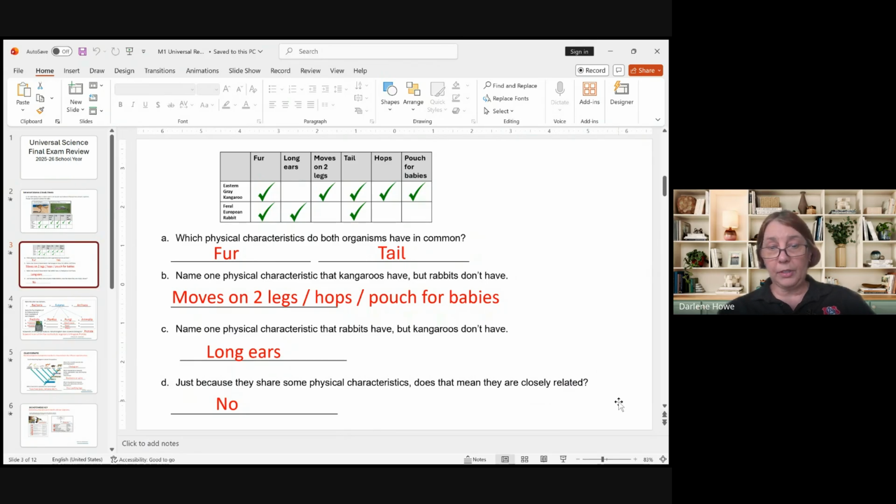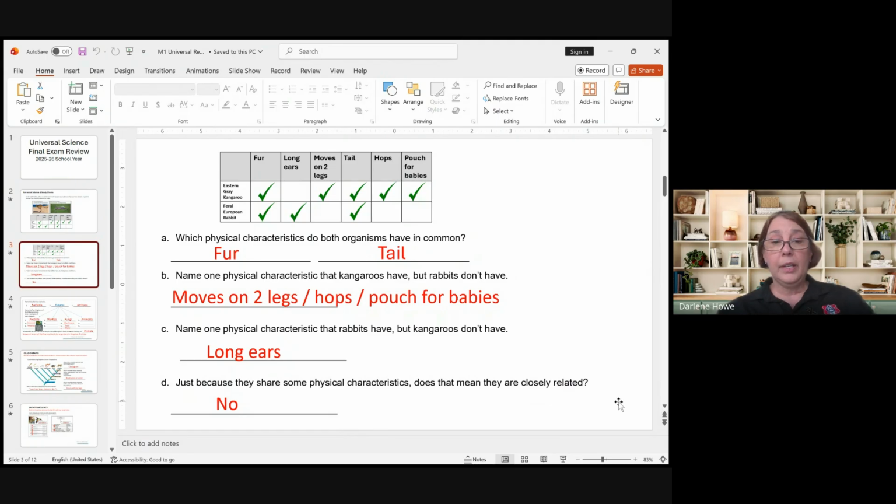And then the opposite. Name a physical characteristic that rabbits have that kangaroos don't have. Okay, so you look on your table. Oh, rabbits have long ears, but kangaroos don't. Now, just because they share some physical characteristics in common, does that mean they're closely related? Not necessarily, no. They could be, but just because they have the same physical attributes does not mean that they are genuinely closely related. We don't know that until we do another type of testing, which is usually DNA testing.